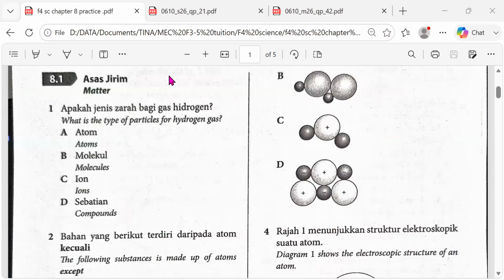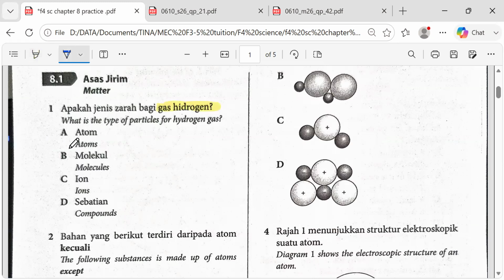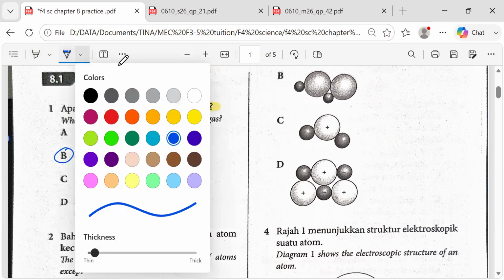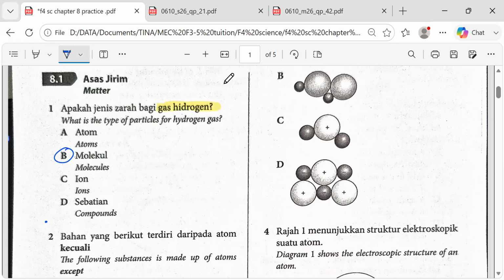What is the type of particle in hydrogen? It's a molecule. Okay. Let me give you a list now. You will love this chapter.